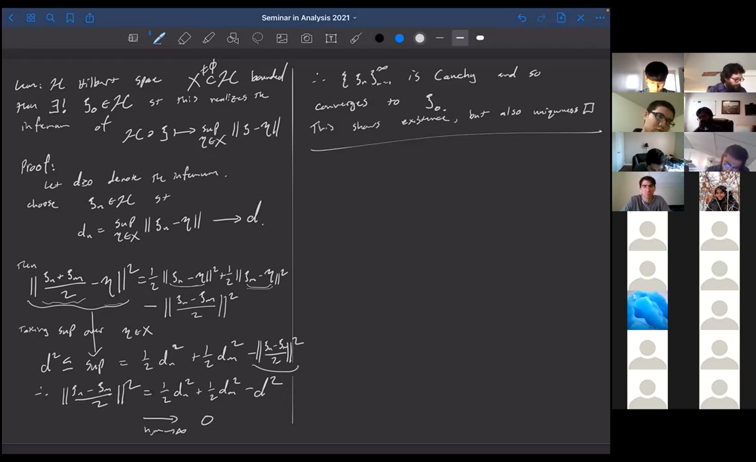It's especially useful if you have isometric actions and you want to find fixed points, because if you have a bounded orbit, then automatically your group action fixes the Chebyshev center, and so you get a fixed point. All right. These two previous lemmas then complete the proof of the Delorme-Guichardet theorem, which says that you have property T if and only if your cohomology groups always vanish.